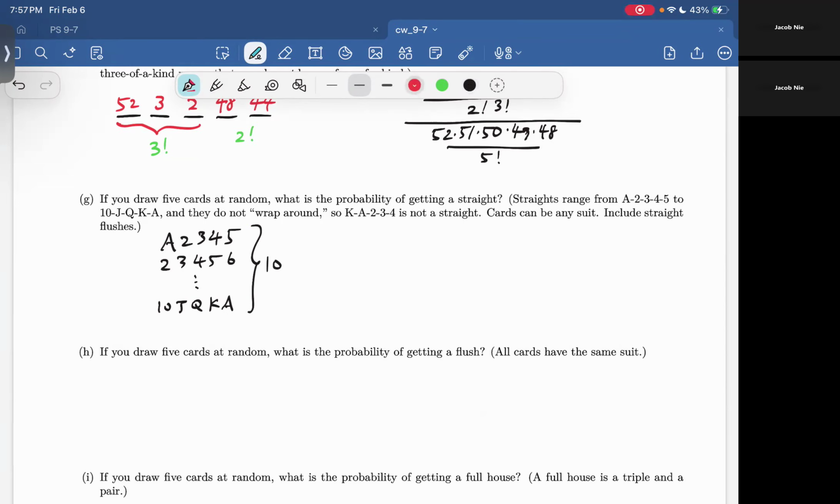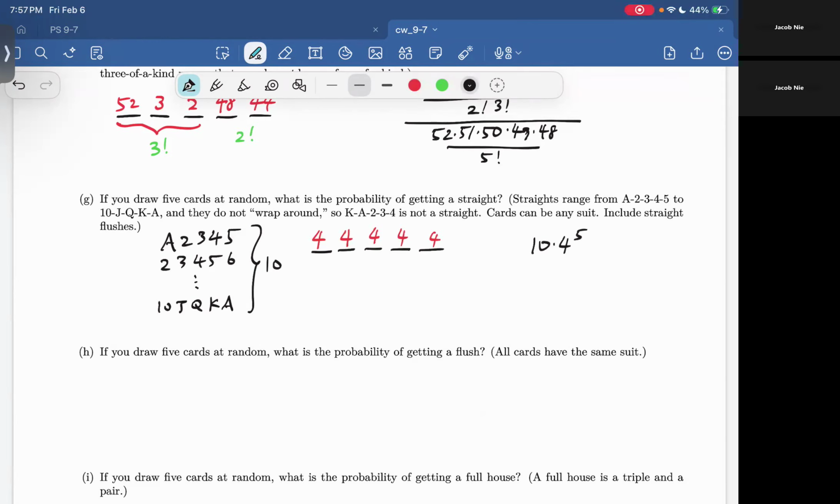However, once we consider each one of these straights individually, now we can ask ourselves, how many of those are there, accounting for suits now? And the answer is that there are 4 to the 5th of each straight, right? Consider the ace, 2, 3, 4, 5. The ace could be a club, diamond, heart, spade. So we have 4 choices for the suit on the ace. The 2 could also be a club, diamond, heart, spade. We have another 4 choices, etc. And so the total number of straights is 10 times 4 to the 5th.